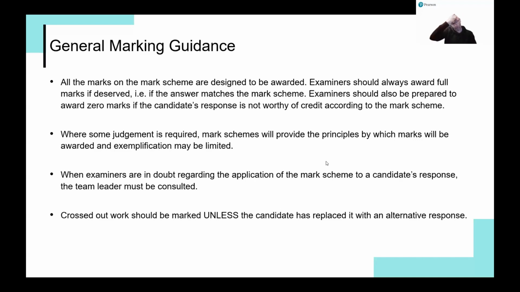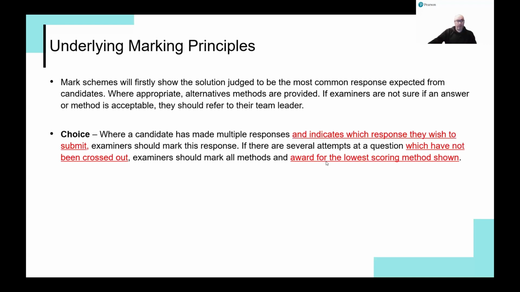Crossed out work will be marked unless it has been replaced with an alternative response, even if it's just one number. The mark schemes will normally show the main solution, which will be the most common, but they will also show alternative methods if necessary. Okay, if the examiners are not sure whether something is acceptable, again, they will refer to their team leader.